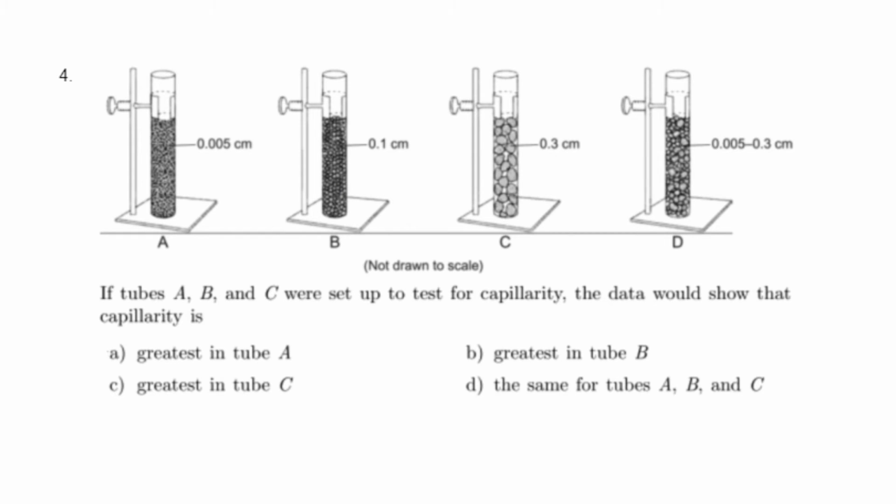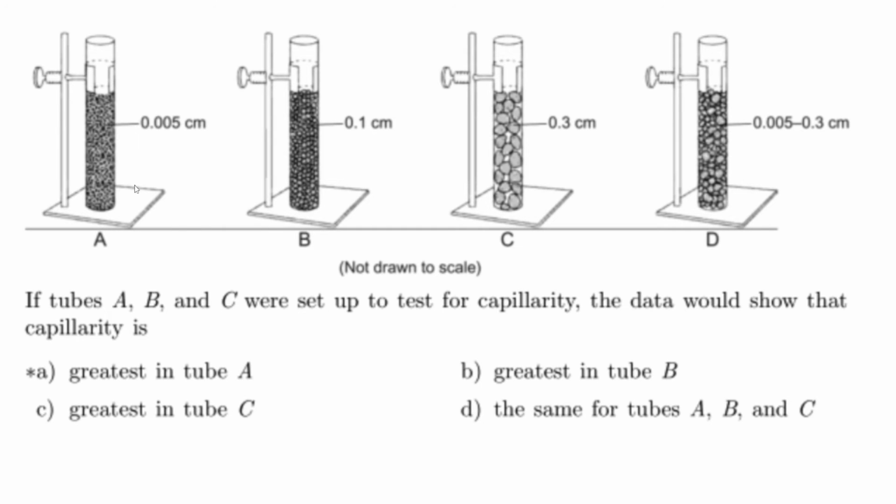So go ahead and pause this video and try question number 4. If tubes A, B, C were set up to test for capillarity, the data would show that capillarity is A, greatest in tube A, B, greatest in tube B, C, greatest in tube C, D, the same for tubes A, B, and C. The correct answer is A, greatest in tube A.